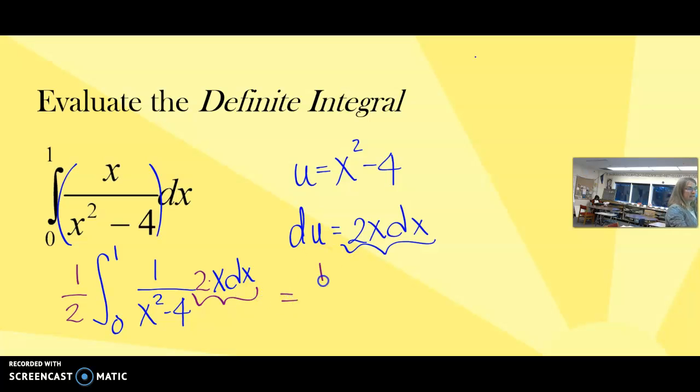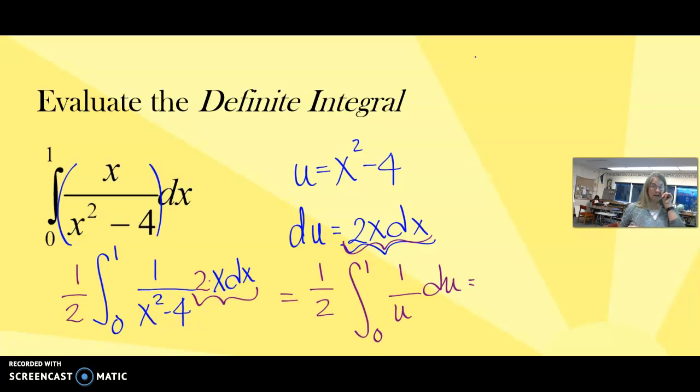So I can rewrite this. I have this 1/2 on the outside, and I have from 0 to 1, and then I can put this in as 1 over u, and 2x dx is equal to my du. And so I'm just going to integrate 1 over u, which is kind of just a memory test here.